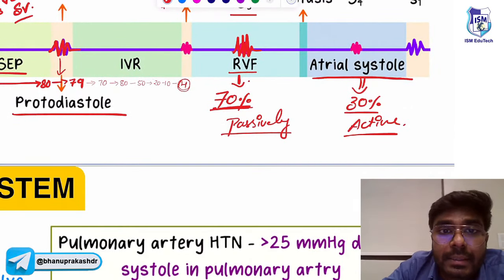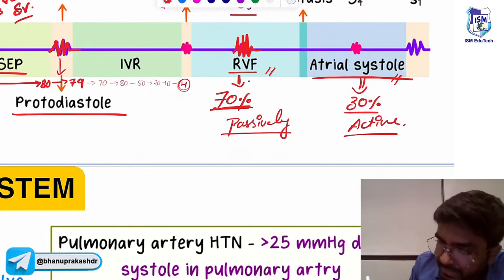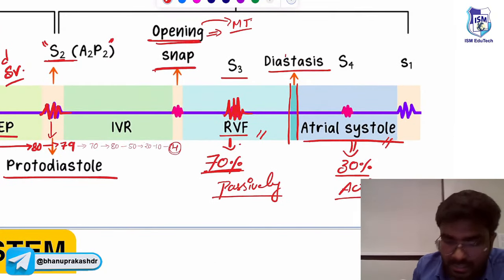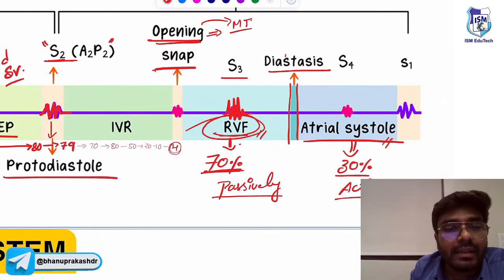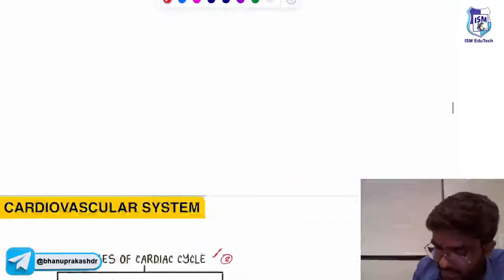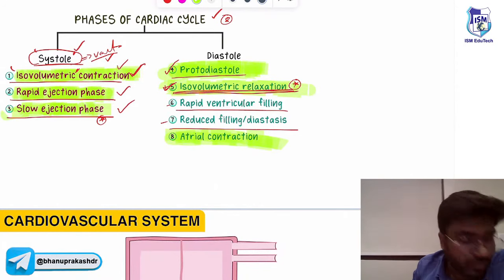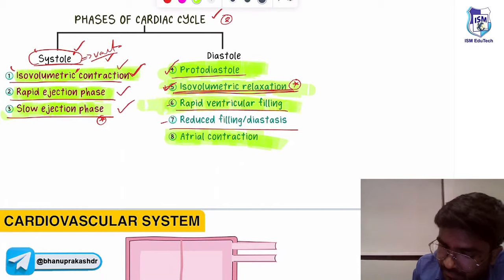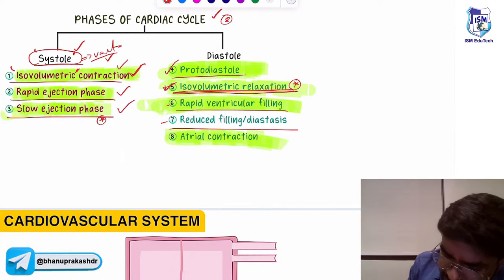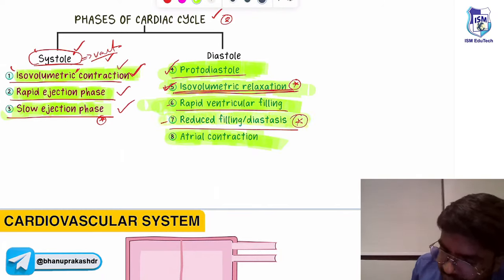But in between this rapid ventricular filling and atrial systole, you will see a small phase, which is called diastasis. Coming to the classification, what we have completed so far: isovolumetric relaxation is completed. Rapid ventricular filling is also completed, 70% filling. After that, there is a very small phase, which is called reduced filling, also called diastasis.